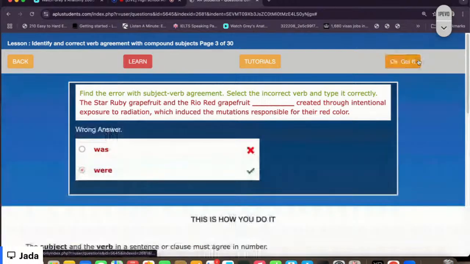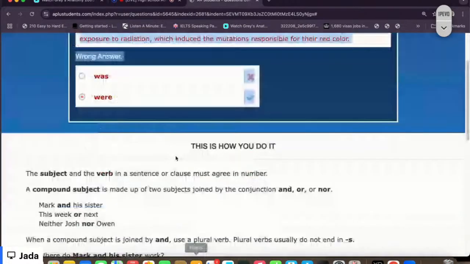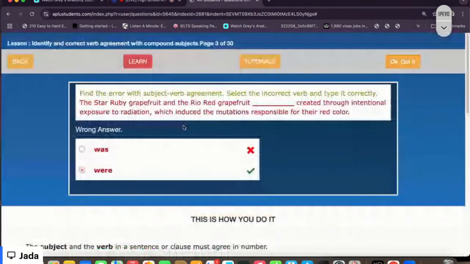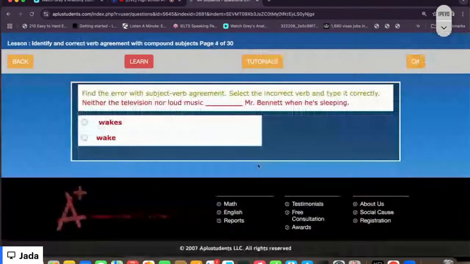So if you say was, it's actually wrong because it talks about plural, right? So you need to have were created. Okay, so you have to take note of this. This and here shows that it is plural.